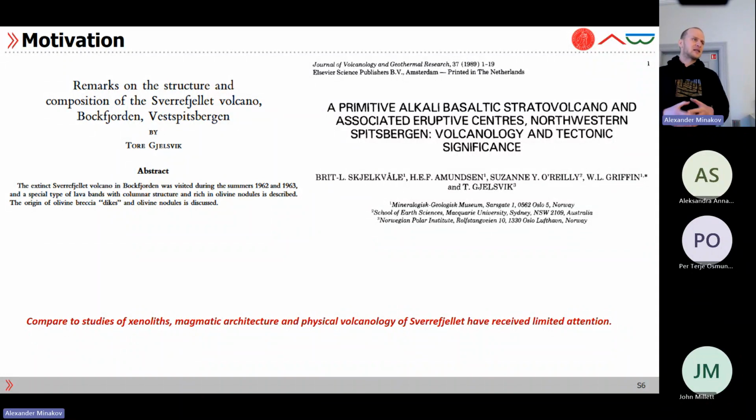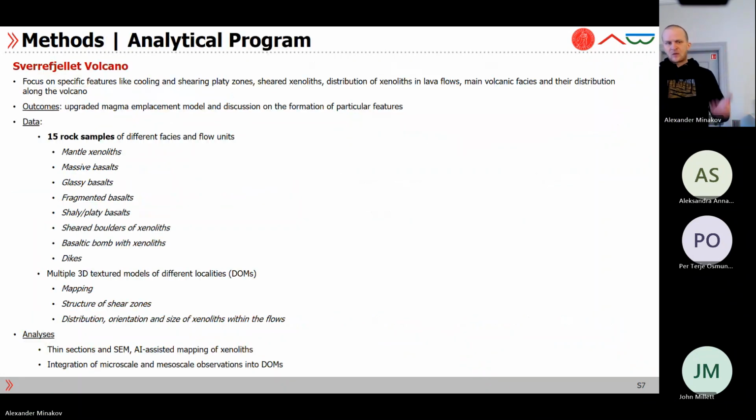So that was our aim: to refine our understanding of the magmatic architecture and physical volcanology of the Sverrefjellet volcano. For that, we decided to focus on specific features within the volcano, like cooling and shearing platy zones, xenoliths, and the distribution of xenoliths in lava flows and dikes, to describe the main volcanic facies and their distribution along the volcano, and of course, after that, to update magma emplacement models and discuss the formation of particular features of the volcano.